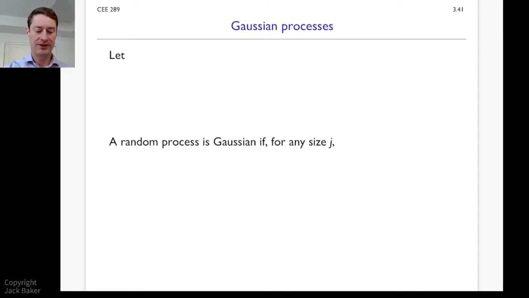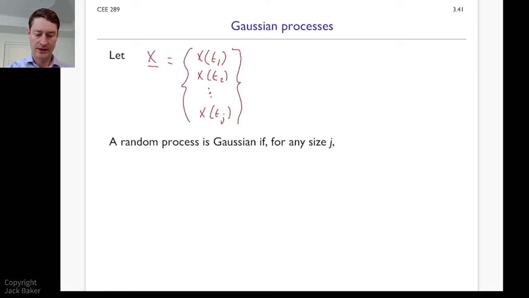So we'll make a couple definitions. Let's define a vector of random variables. I'll write x underline for a vector, and this is going to be equal to a vector of x at time t1, x at time t2, down to x at time tj, just to pick an index. Okay, so that's the process at j points in time.